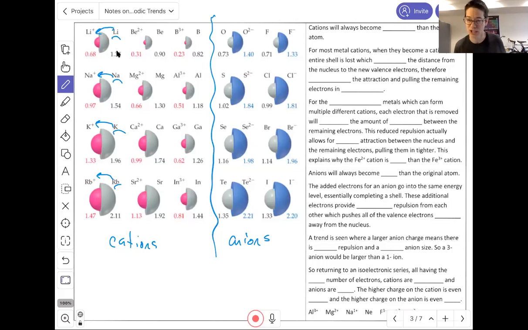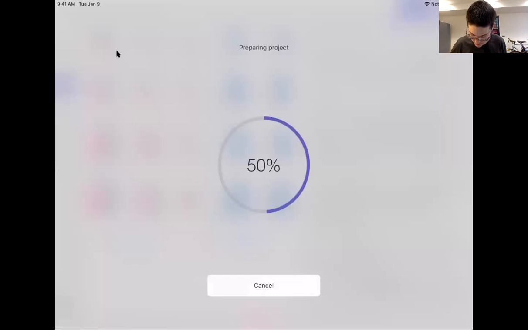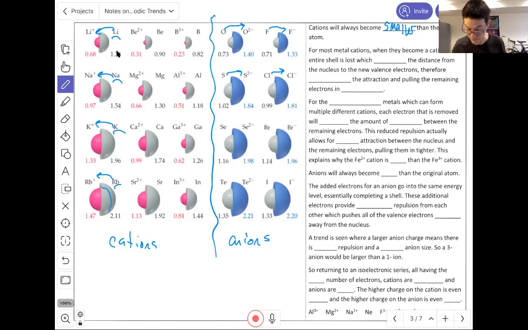It's really easy to imagine that when you take that electron off, it's like peeling away the layer of an orange to leave it smaller underneath. So removing an electron is pulling off that entire outer shell, and now it's gone. Every single cation gets smaller. There is no exception here. But on the opposite side, these anions, when I stick more electrons on, I always get bigger. Every single time. Because I'm shoving more things around it. So cations will always become smaller than the original atom.